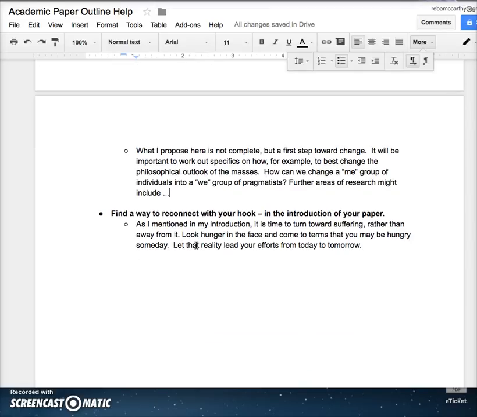And finally, I like to suggest to people to end your paper on the hook. So your hook was one of the very first things you wrote in your introduction. It captivated your reader's attention, or you hope it did, so that your reader would want to read your paper and be engaged in your topic and your argument. Bring your reader back to that moment in time in your conclusion.